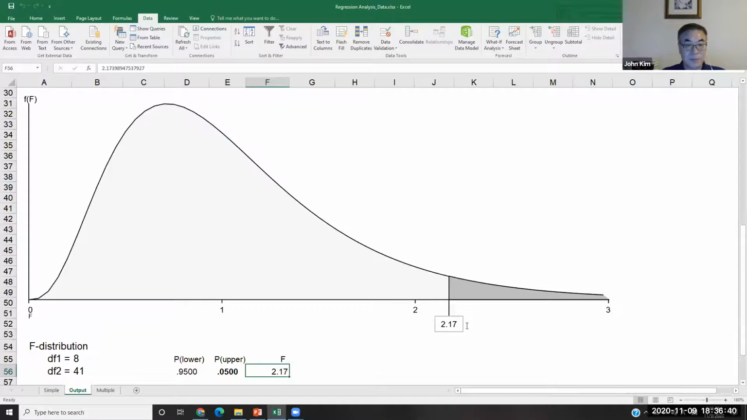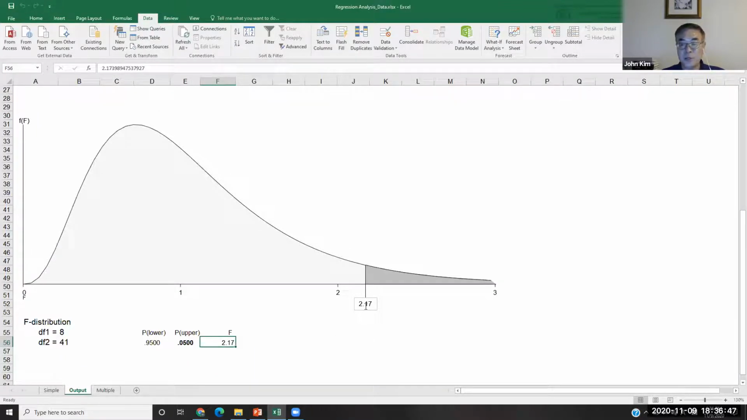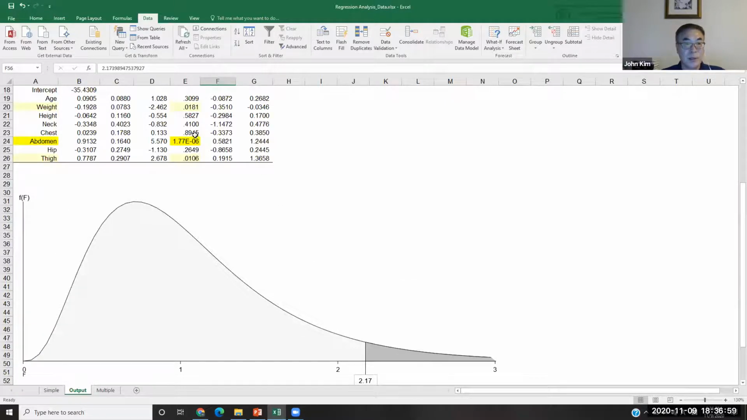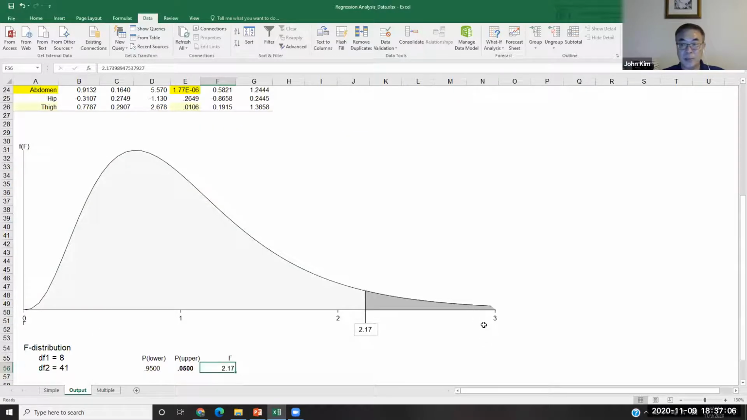It gives us something like this. The critical value is 2.17 when df1 is 8 and df2 is 41. So the test statistic F value is 27.14, way outside. So the global test result is to reject the null hypothesis.